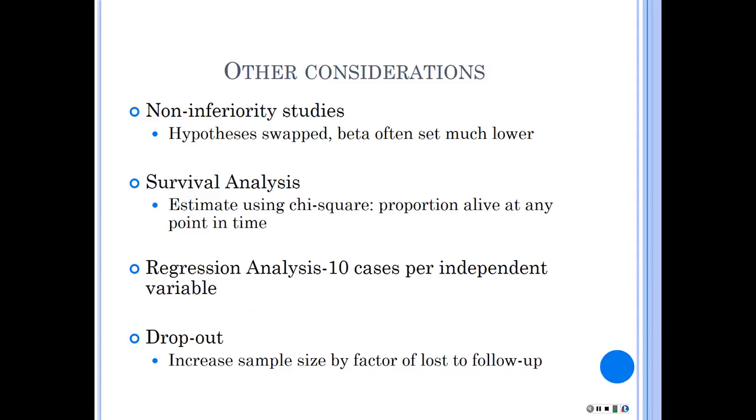Some other considerations that I wanted to point out with regards to sample size. Non-inferiority studies, which we haven't talked about yet, but we will later in the semester. Keep in mind that for these types of studies, the hypotheses are actually swapped. Typically everything is based on the null hypothesis. In this case, the hypotheses are backwards with regards to non-inferiority. So in this case, beta is often set much lower.